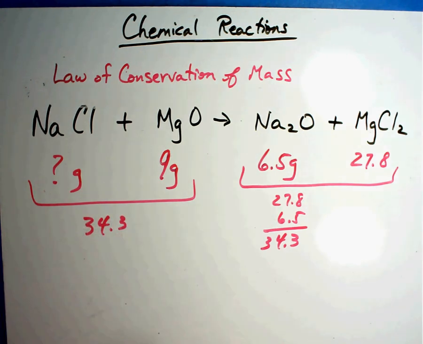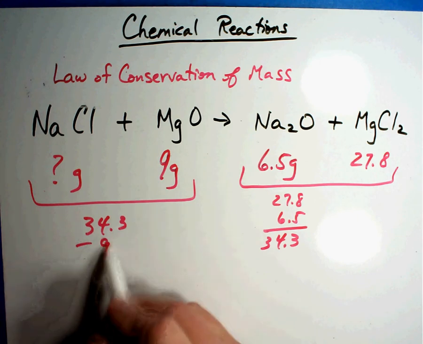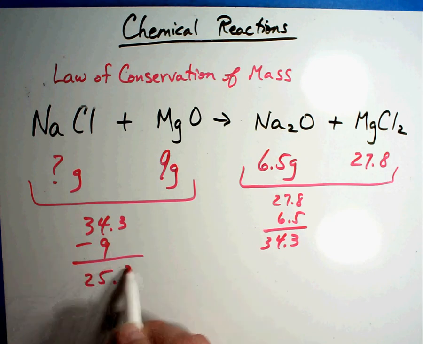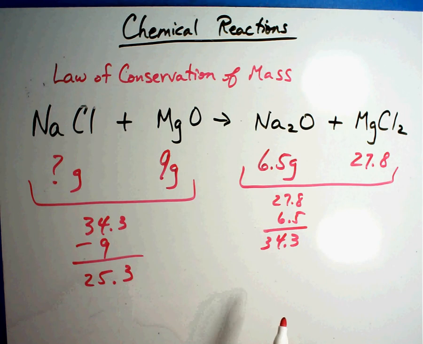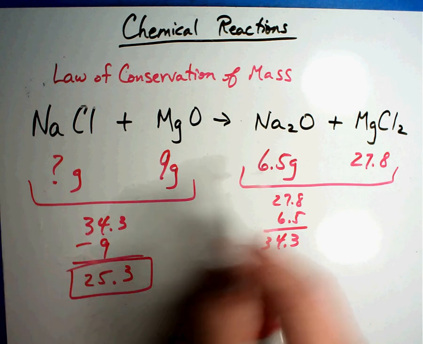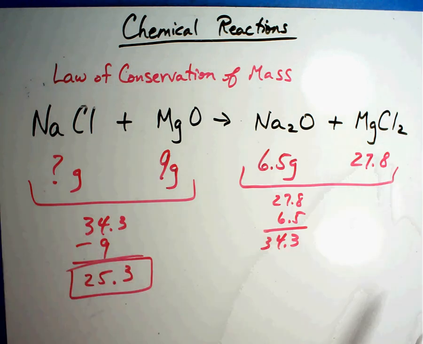Now, one of the cool things about the TAKS test is they allow you to use a calculator. And so I'm going to use my handy dandy calculator to get the answer. So how am I going to do that? Well, 34.3 minus 9 is equal to 25.3. That is my answer. You can do it longhand or with your calculator, but there's your answer. The law of conservation of mass is very, very simple. Make sure that both sides equal each other in mass. So anytime they give you a problem like this, that's how you work it.